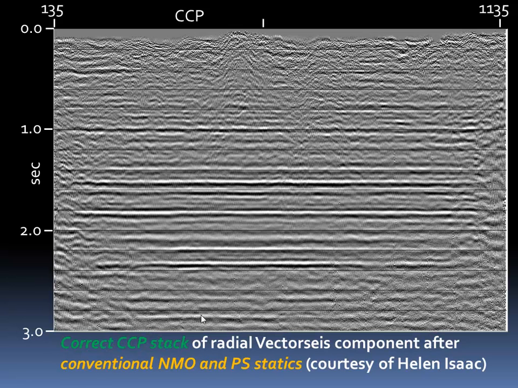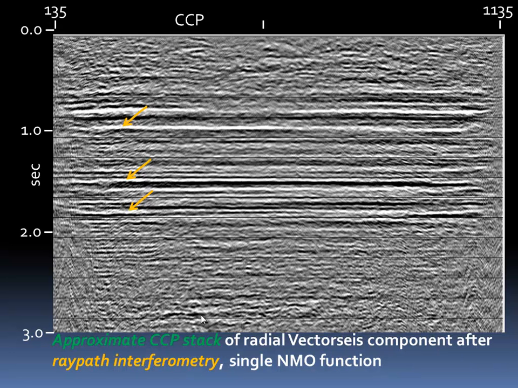Now, when Helen does the proper thing, does a correct CCP stack, does all the conventional normal move-out, and converted wave statics, we get this nice picture here. So, no structure, for sure. And I'm flagging these three events to keep your eye on as we go to the next slide, which is the results from the interferometry.